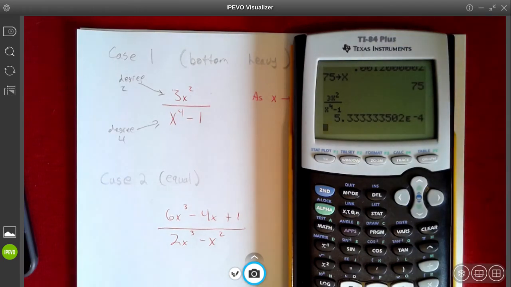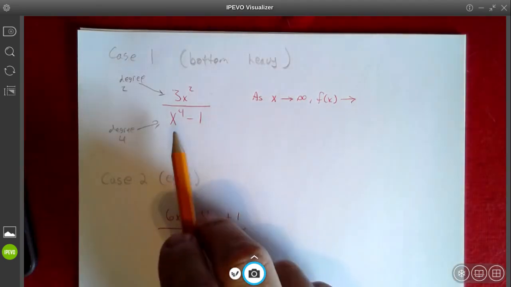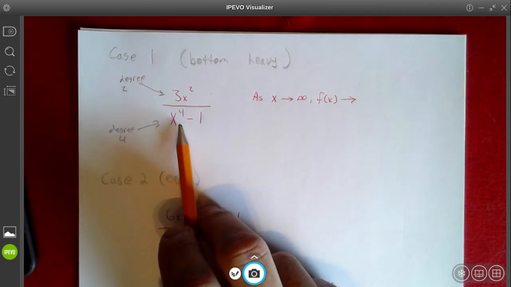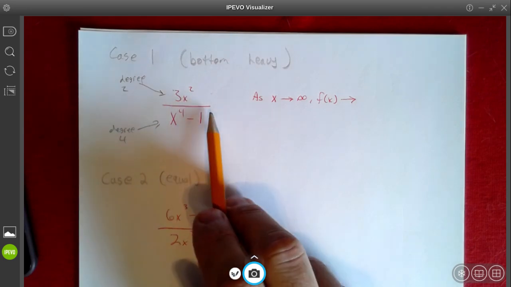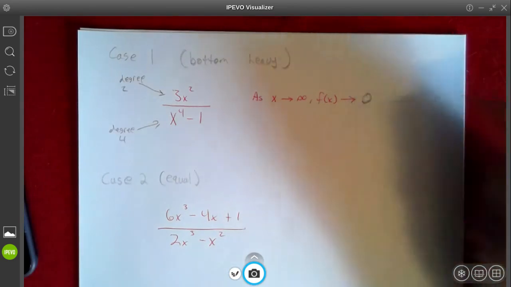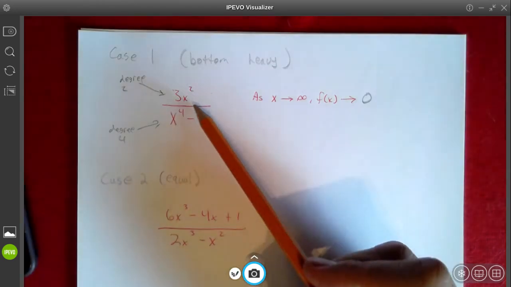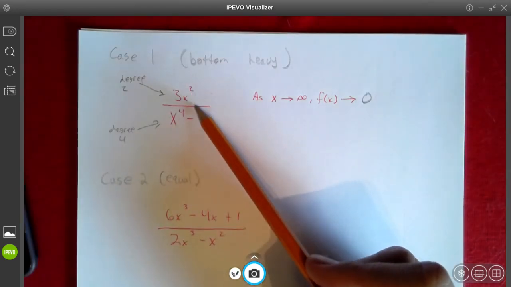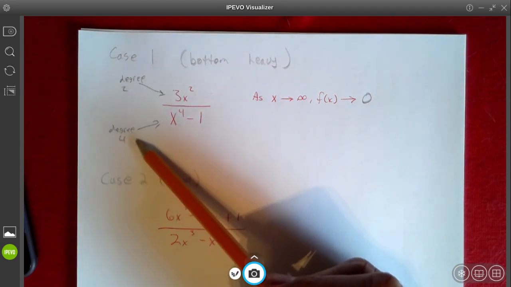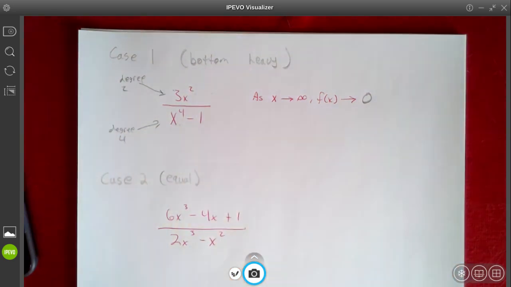The general way this is going to play out, when you have a rational function where the degree of the bottom is bigger than the degree of the top, as these x values get really big, the value of the function is going to go to 0. You always get the same answer in this case. That's because you're taking a big number, but dividing it by an even larger number. Remember, for large values of x, a degree 4 is going to outpace a degree 2.